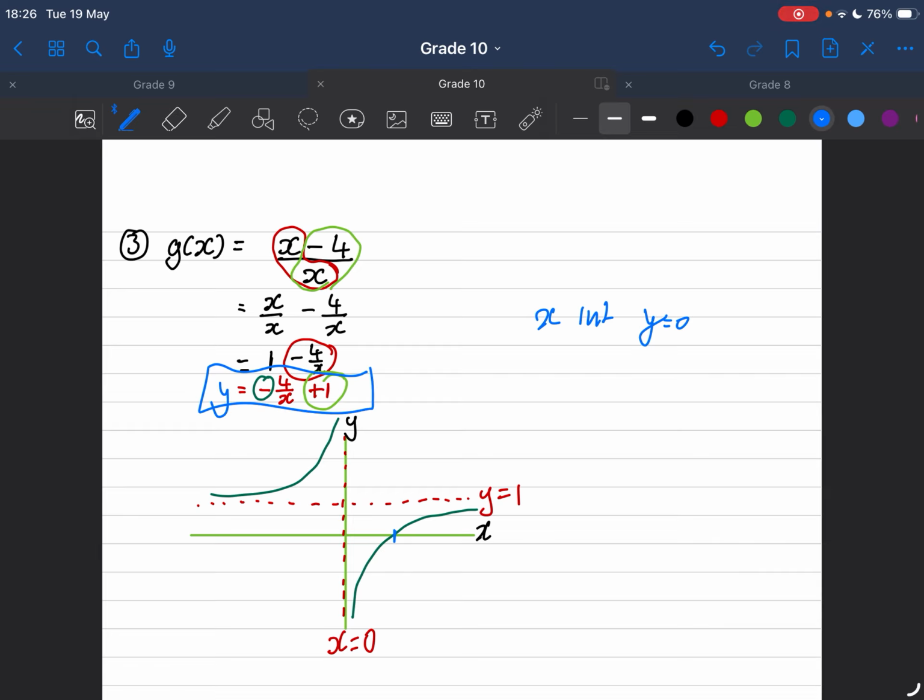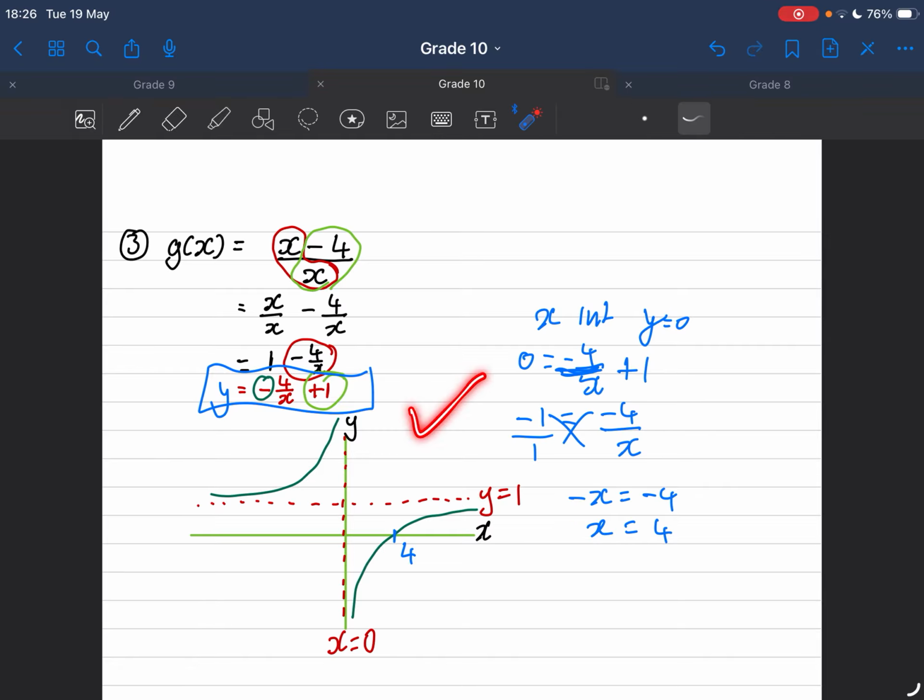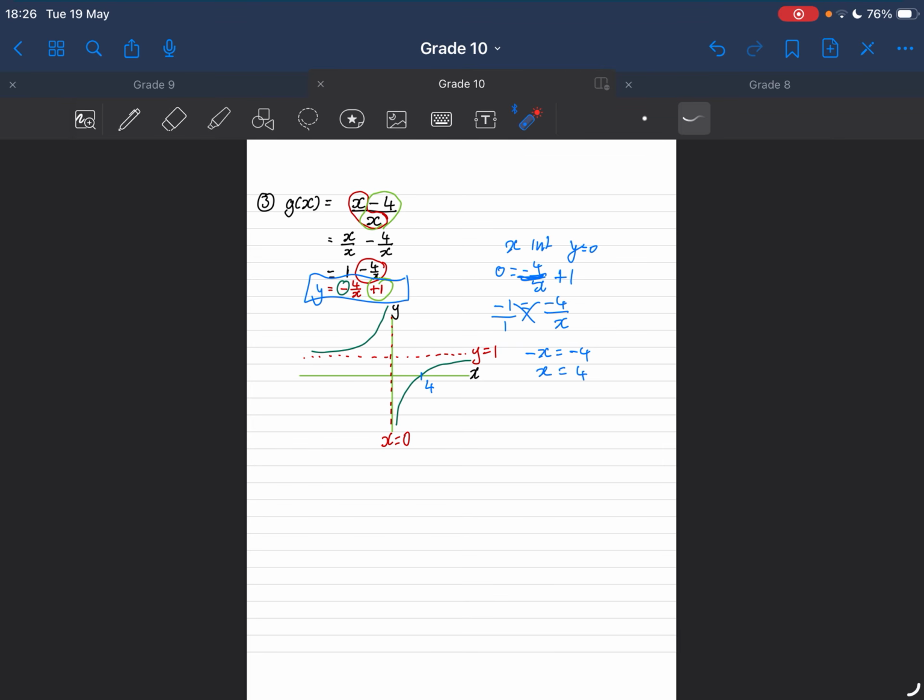All right, so 0 is equal to negative 4 over x. So we said we're going to make this a negative on the top, plus 1. Move the 1 across. Negative 1 equals negative 4 over x over 1. Cross multiply. Negative x is equal to negative 4. Therefore, x has to equal 4. And this is our point of 4. So we've got a shape, we've got an asymptote, and we've got a point. And we are done sketching.